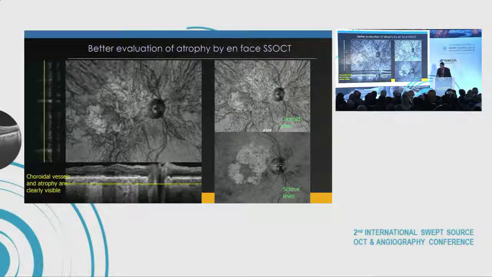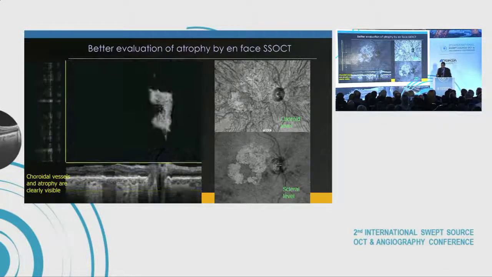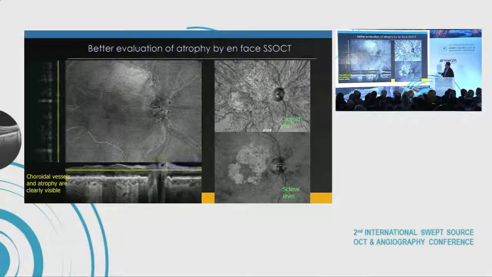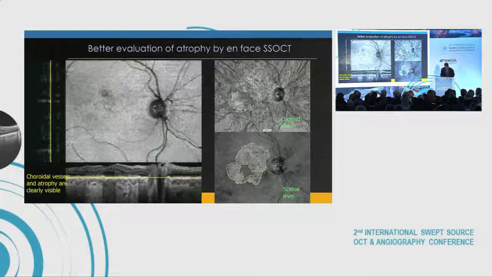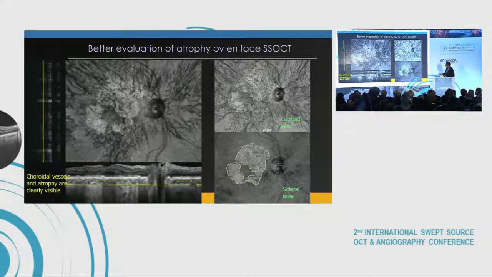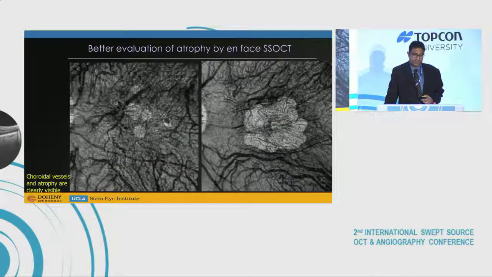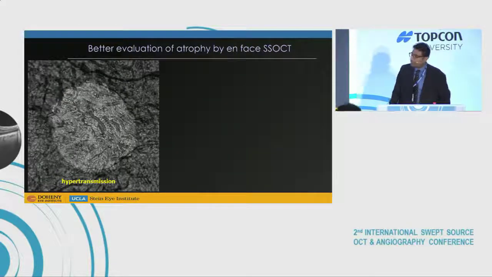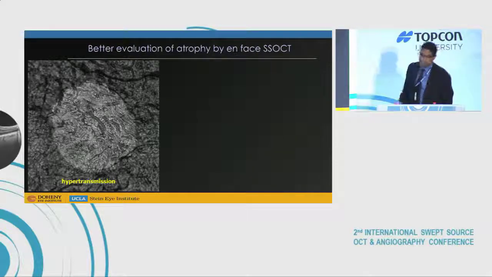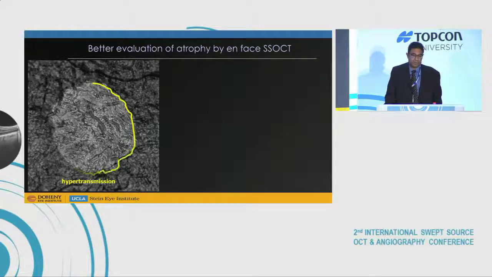In fact, when we do these slabs of Swept Source OCT, we find one of the best slabs for visualizing the atrophy is actually at the scleral level because we get such good penetration deep into the retina. So certainly our evaluation of atrophy has been quite enhanced by having this high density volume scanning with Swept Source OCT. And in fact, we can recognize this abnormality when we take these deeper en face slabs.